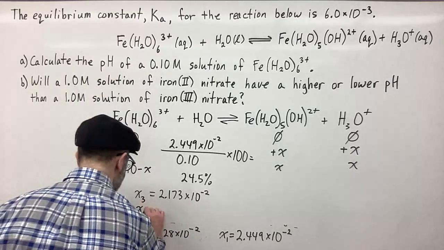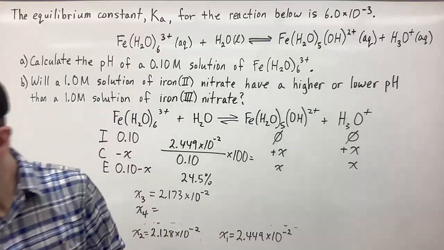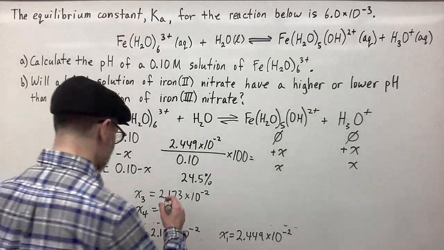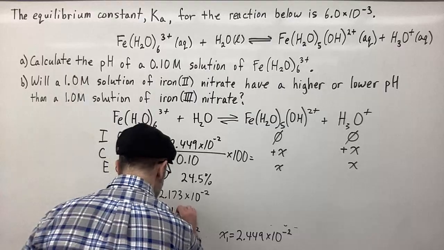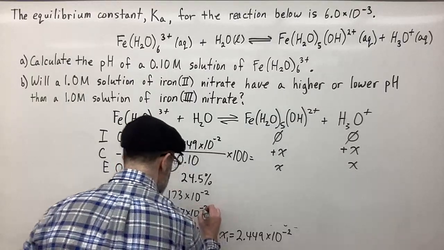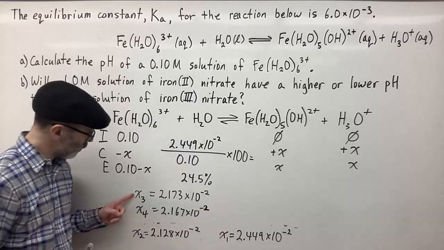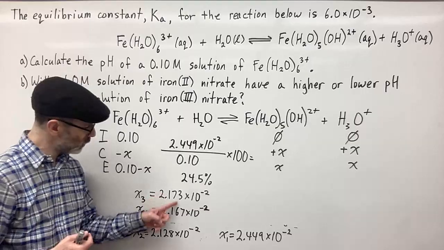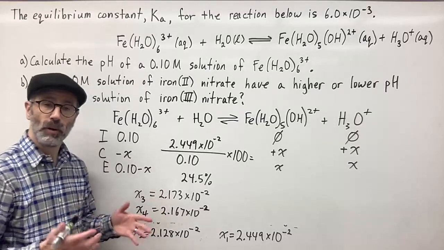And when I do it again, I get the fourth iteration of x is going to be 2.167 times 10 to the negative 2. So again, the third and fourth iteration are very close, but not close enough. So again, I have to do it one more time.